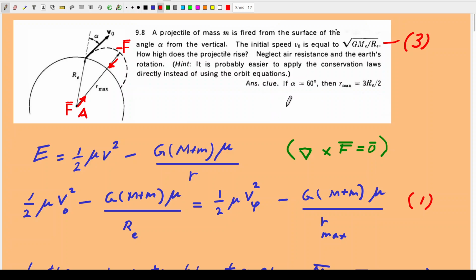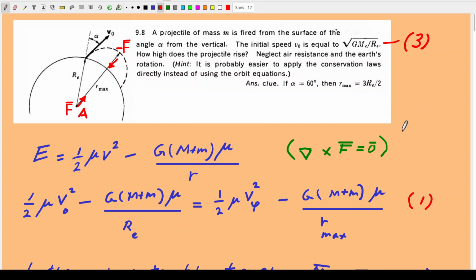We know that it's the Earth radius from the start. And we also get this equation, that v0, that speed, equals the square root of G M, Earth mass, divided by Earth radius. So how are we going to tackle this one?